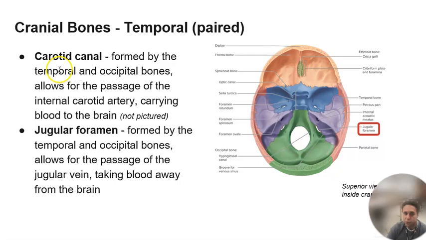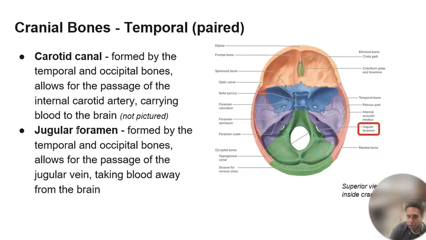So next we have two canals, or one canal and one foramen. We have the carotid canal, which is not in the picture here. If you're familiar with the carotid artery, it's formed by the temporal and the occipital bones. Temporal is the one we're covering right now, and occipital is this green one. It allows for the passage of the internal carotid artery, which is the main artery responsible for carrying blood into the brain.